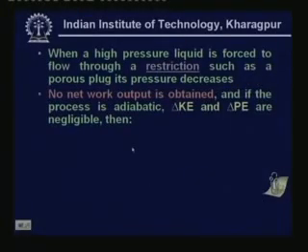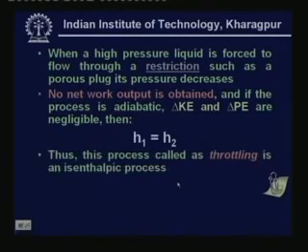So as I said, no net work output is obtained, and if the process is adiabatic, delta K and delta P are negligible, then H1 is equal to H2. Thus, this process we normally call a throttling process. So a throttling process is an isenthalpic process, whereas the expansion using a turbine in an ideal case is an isentropic process. So expansion in an ideal turbine is an isentropic process, whereas expansion using a throttling device is an isenthalpic process. That means in one case entropy remains constant, whereas in the throttling case enthalpy remains constant. This is a very important difference and you must keep this in mind.